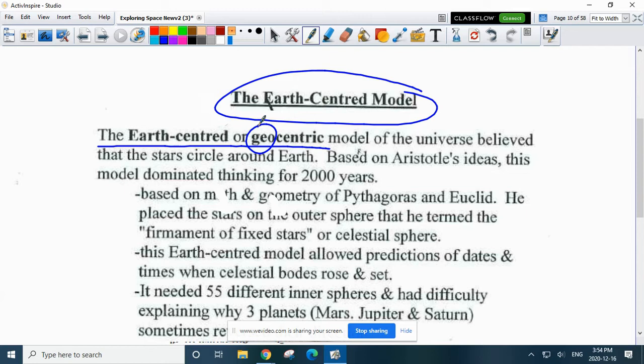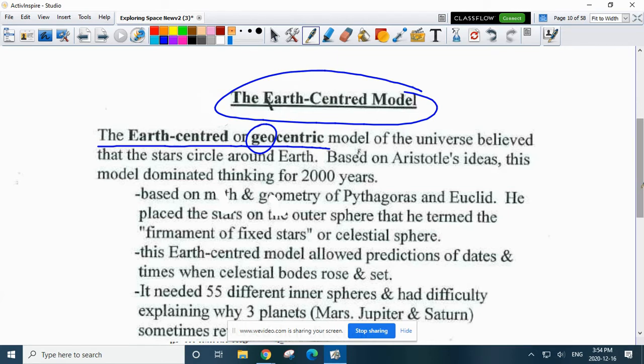He placed the stars on the outer sphere that he termed the firmament of fixed stars, or celestial sphere. That's basically the background of stars that don't move. The Earth-centered model worked well. It was able to make predictions of dates and times when celestial bodies rose and set. They were able to predict the seasons with it as well.